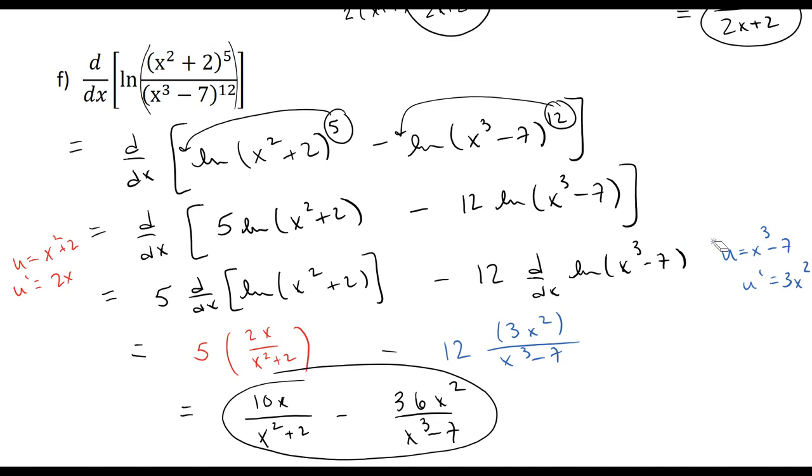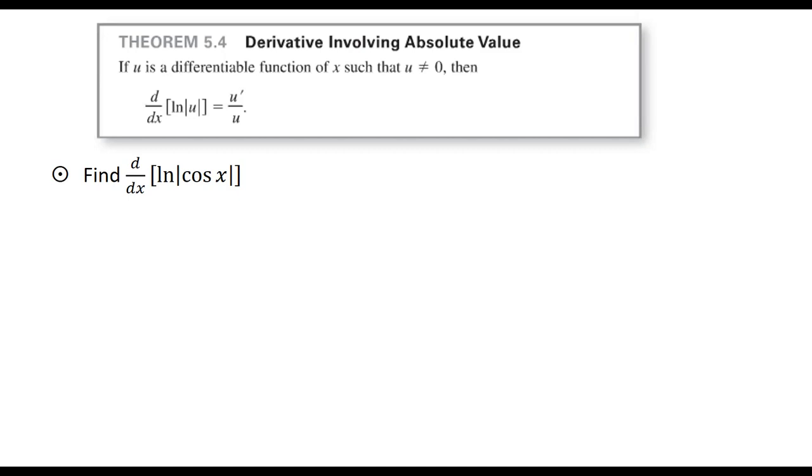So let's take a look at one more type of special property. Another thing that's really handy with the natural log and the derivative of the natural log is that if u is a differentiable function of x such that u is not equal to 0, then the derivative with respect to x of the natural log of the absolute value of u is also equal to u prime over u. So if I want to take the derivative with respect to x of a natural log of an absolute value, it's really not any different than taking the derivative of a natural log of any other u.